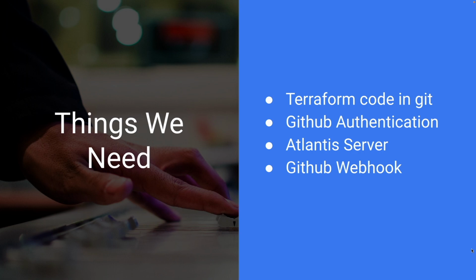Hello everyone. In the last video, we were successfully able to run Atlantis server. Now let's see the checklist items. So we have configured the GitHub authentication. We have configured the Atlantis server. Now only two things are left. We have to write Terraform code, I think that we will do in the last. Now it's the turn for GitHub Webhook configuration. So let's see how to do that.